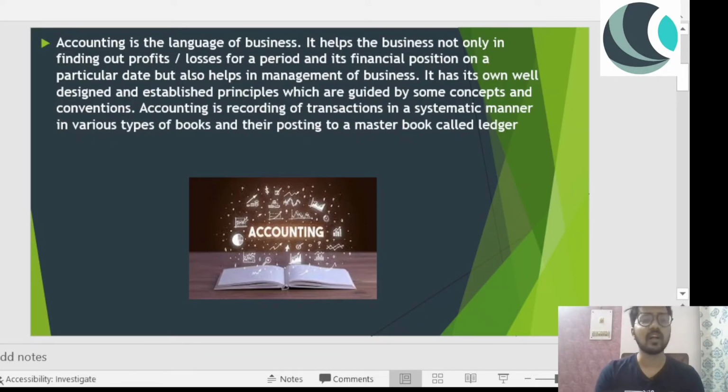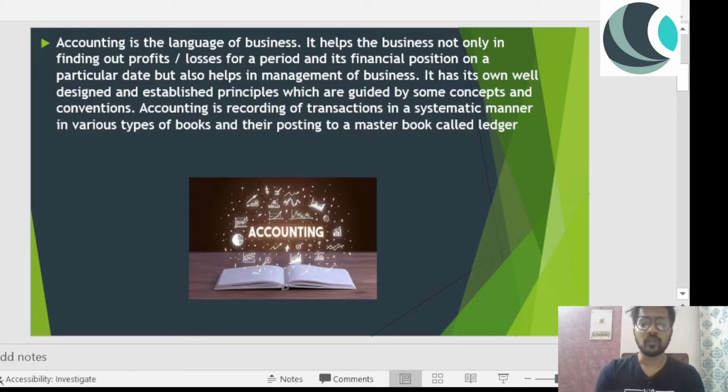So accounting provides you that direction as well, and it also helps you to find profit and loss for a period. It has its own well designed and established principles. So there are different principles for accounting as well. We'll cover them. They are guided by some concepts and conventions, because every principle is guided by some concept and convention. The same goes for accounting as well.